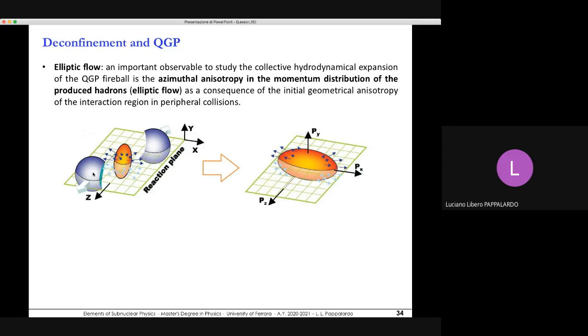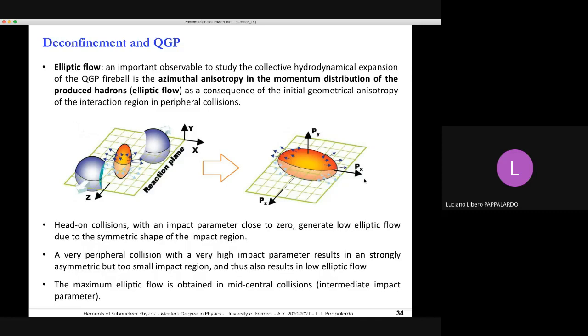So if the collision between your heavy ions is peripheral, your collision volume is asymmetric in space coordinates, and this translates into an anisotropic distribution of momenta in the momentum space.